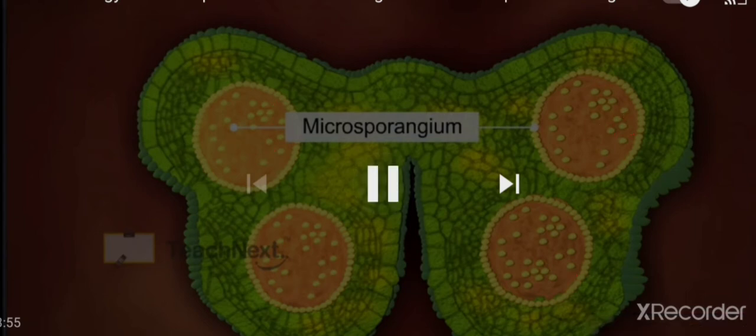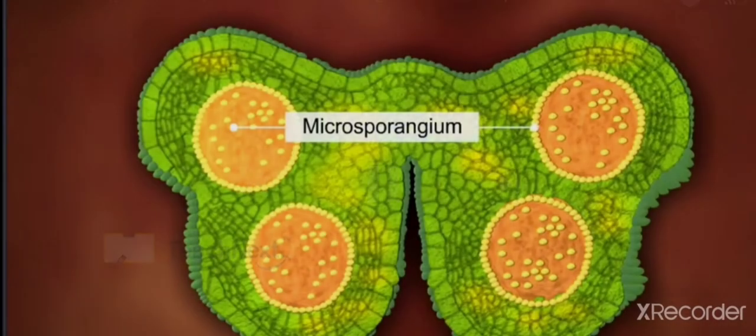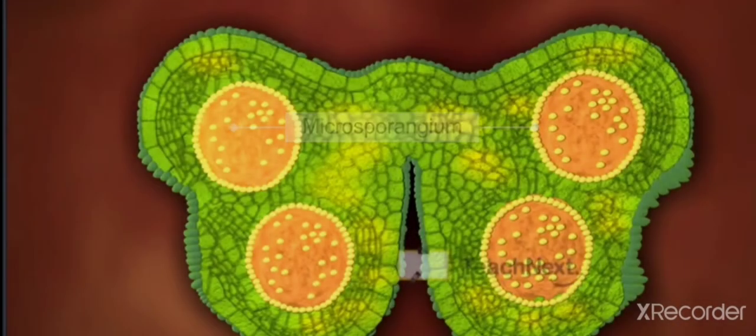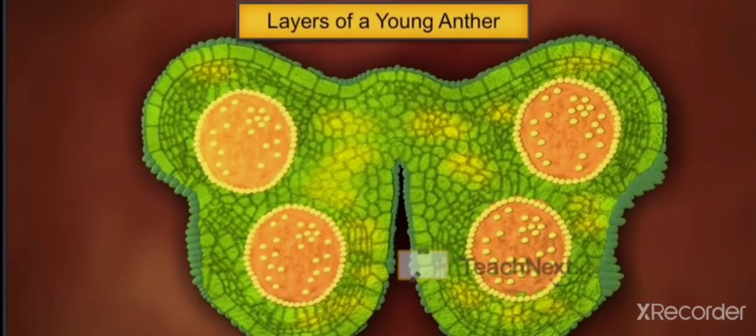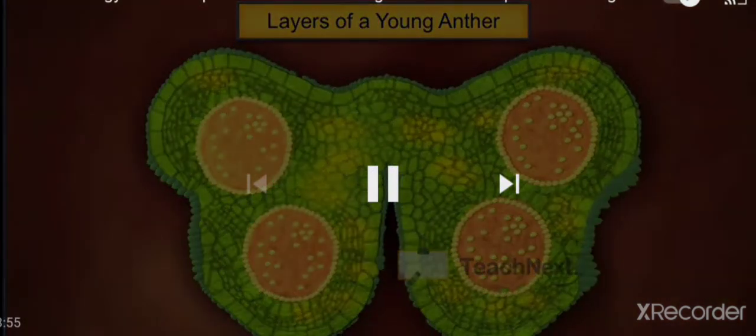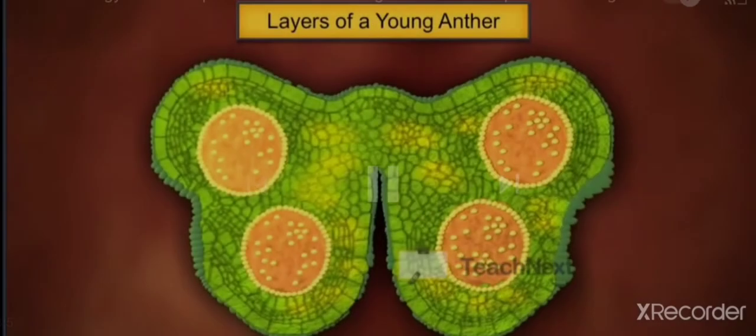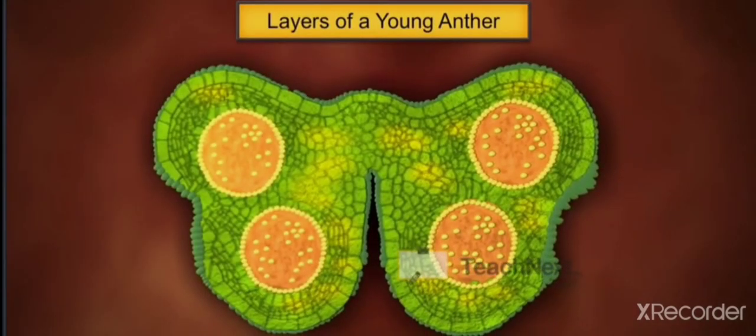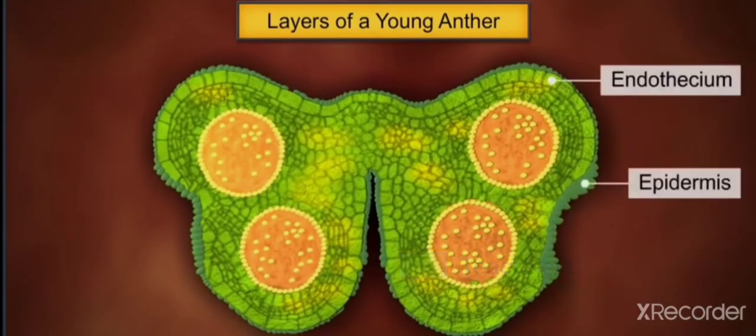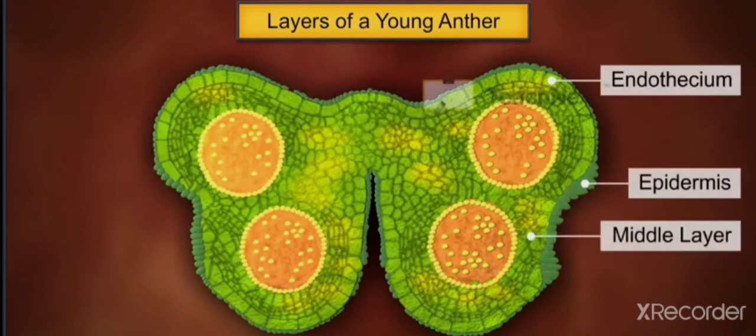And you can see the different parts of the anther also. Anther has different layers in it. See the different cells of anther. You can see different layers of anther. The different layers of anther include the epidermis, then comes the endothecium, middle layer, and the tapetum.